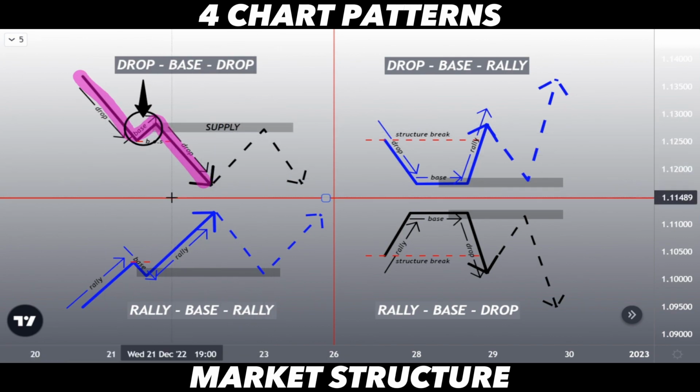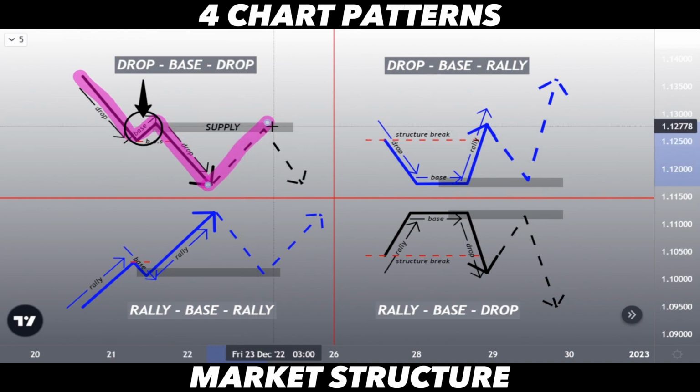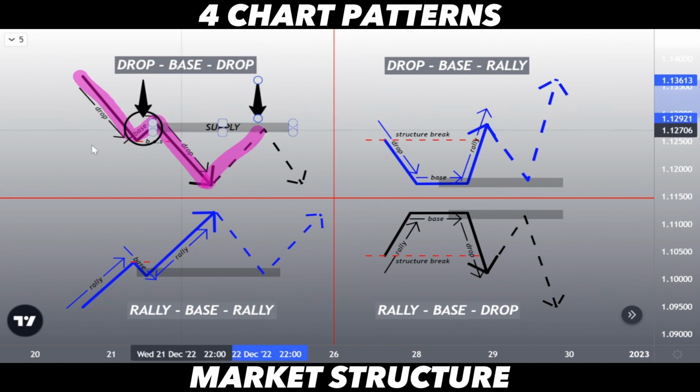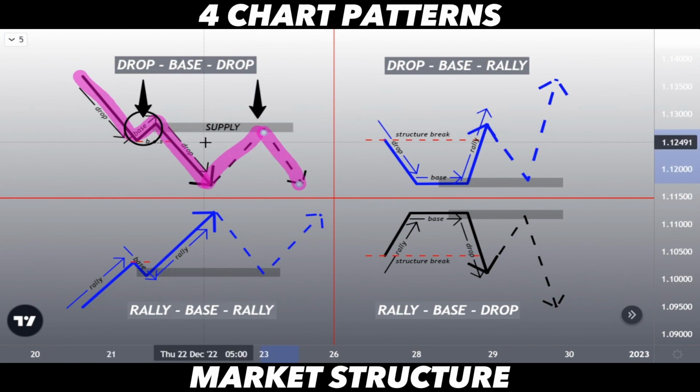And what happens next is that we have a pullback towards this supply zone. And once we see that the market has reached our supply zone, we can place our entries from this level and sell just like this. This is drop, base, drop.